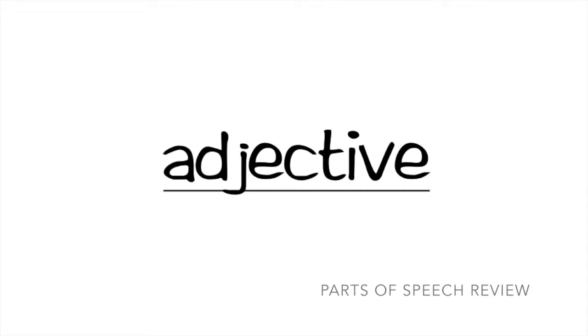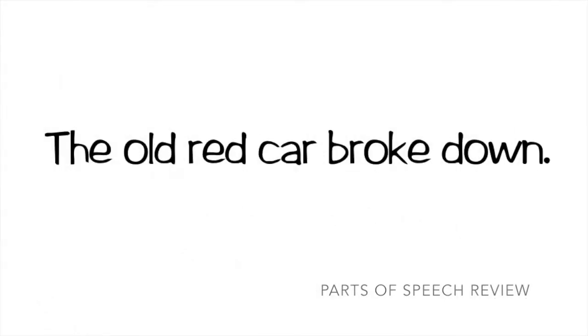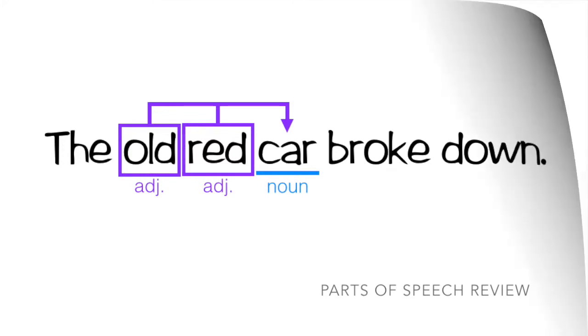Next, we have adjective. An adjective is a word that describes a noun. Here's an example. The old red car broke down, where car is the noun in this sentence. Words that describe a noun are called adjectives. Here, old and red are both adjectives because they are describing the car, which is a noun.